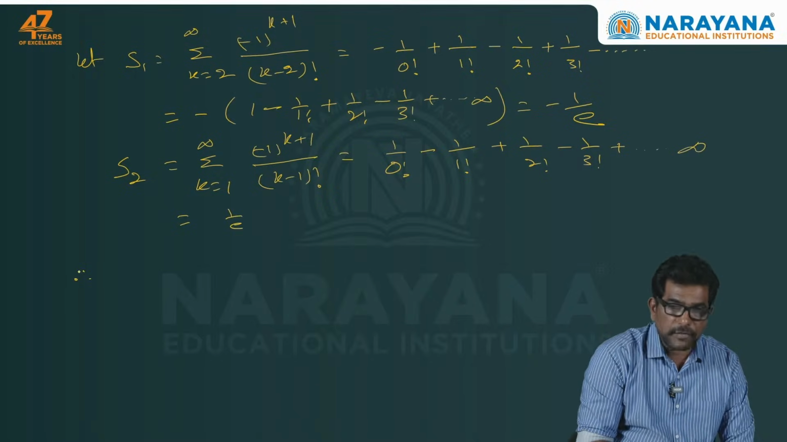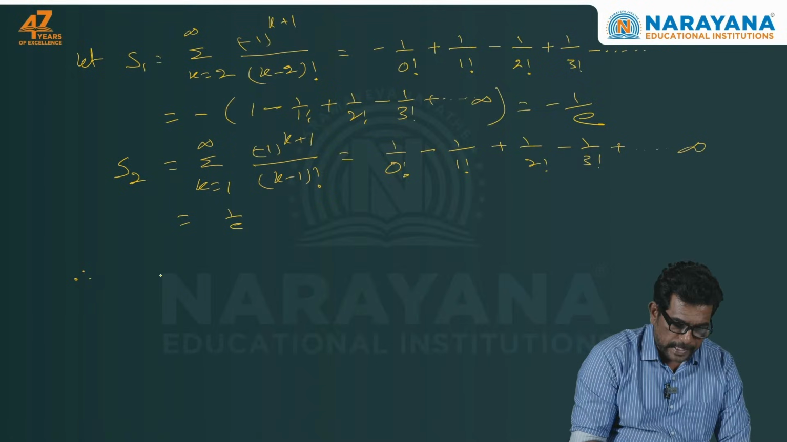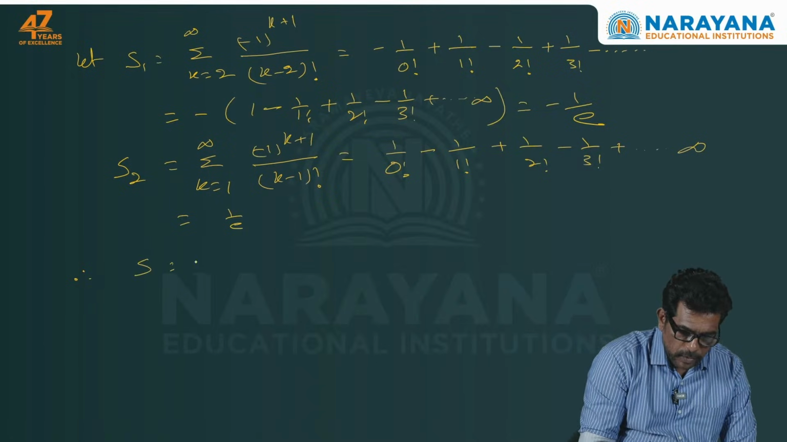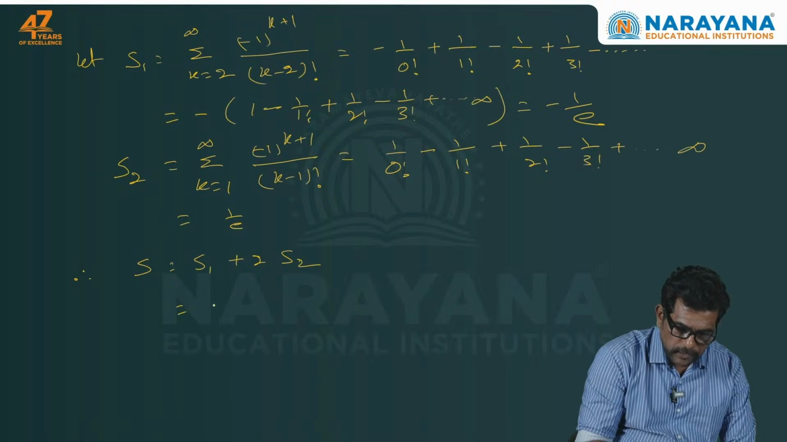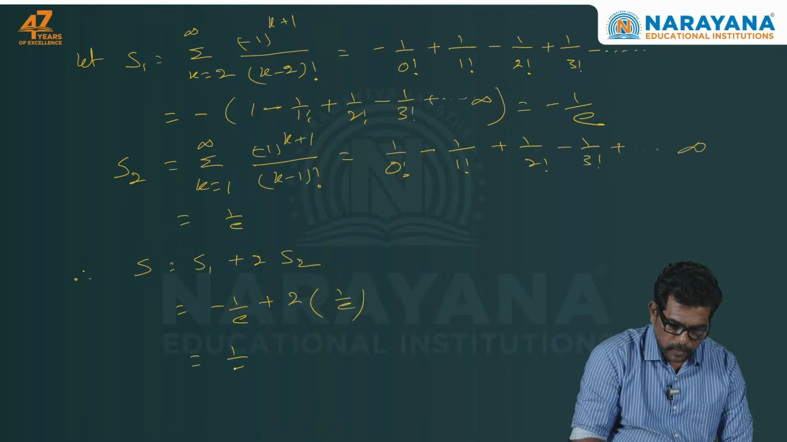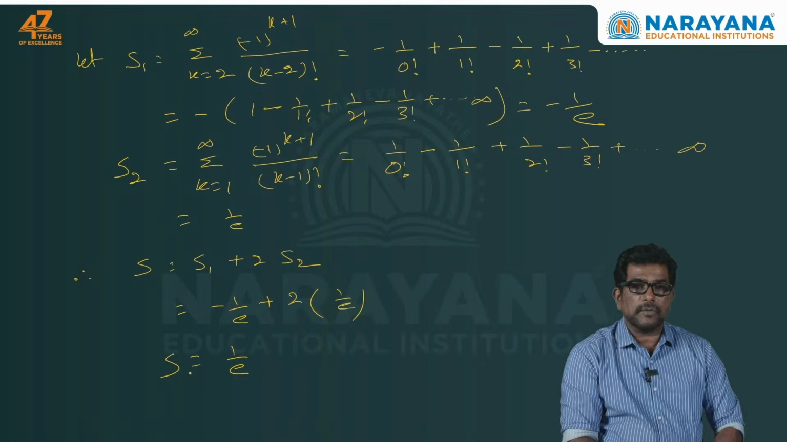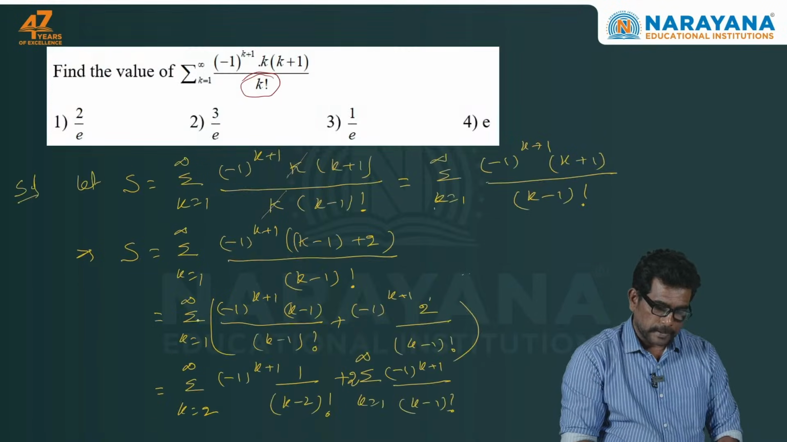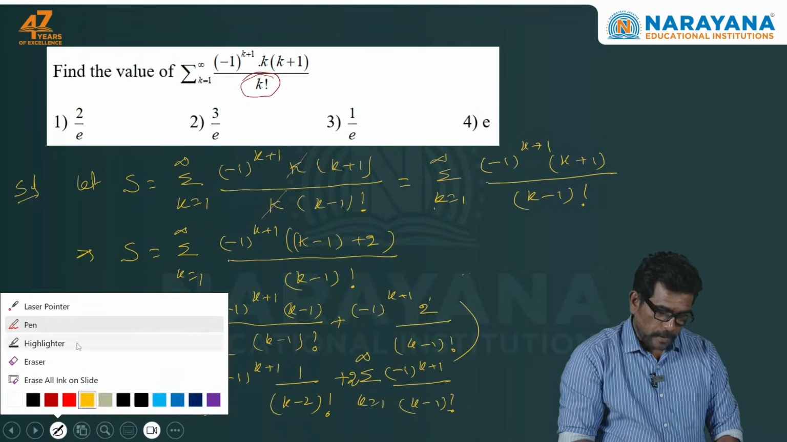Therefore, S1 and S2 we are plugging in S, whereas S is equal to S1 plus 2 times S2. So S1 is minus 1 by e plus 2 times S2, which is 1 by e, is equal to 1 by e. S is equal to 1 by e. Observing the options, the third option is right.